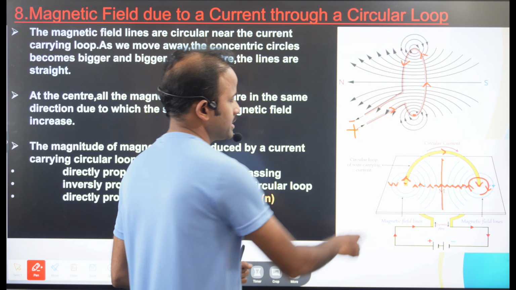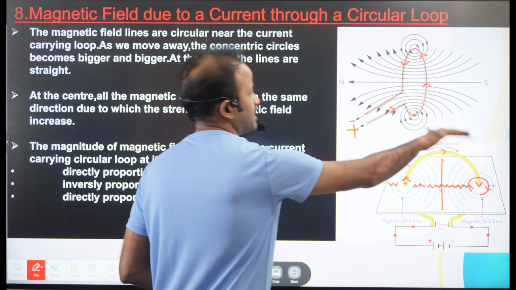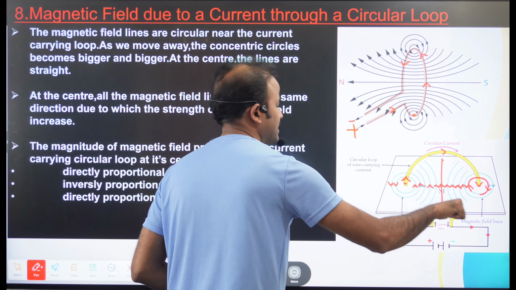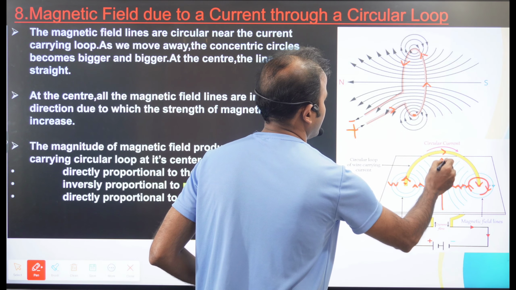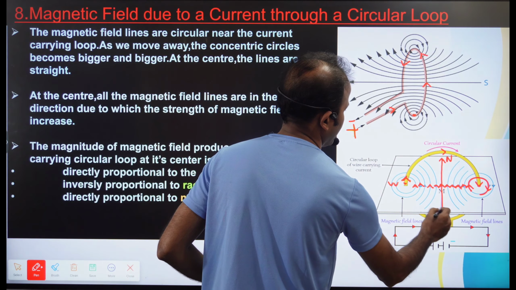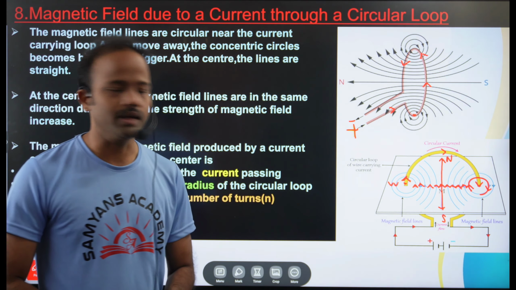Now in this case you see, the current is moving in clockwise direction. My thumb is pointing towards inside the plane, meaning that side of the plane we have a north pole, and the front of the plane we have a south pole. Like that also we can assume, right?